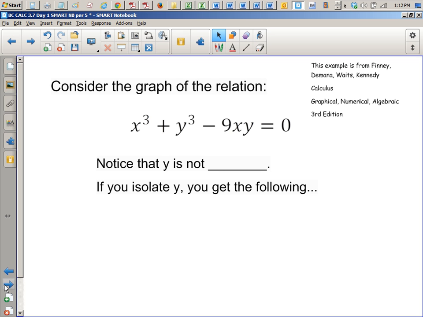Okay, so I just borrowed this straight out of the book, but they have this graph of this relation x cubed plus y cubed minus 9xy equals 0. And you'll notice that y is not isolated. So what I did was I went on the computer, I went on Wolfram Alpha, and I told Wolfram Alpha to isolate y. Would you guys like to see what I got? Yes. It's pretty cool. You ready? All right, here we go.